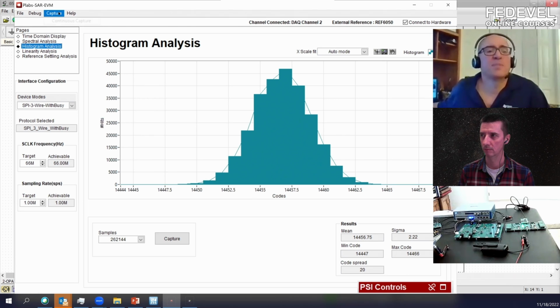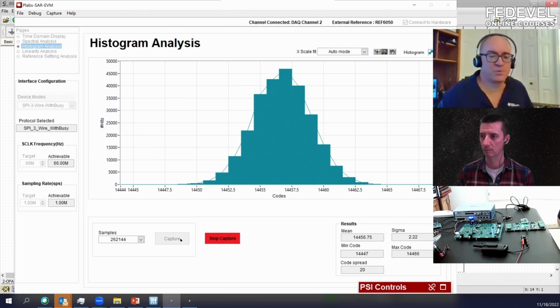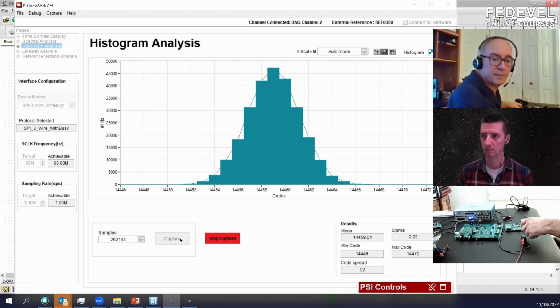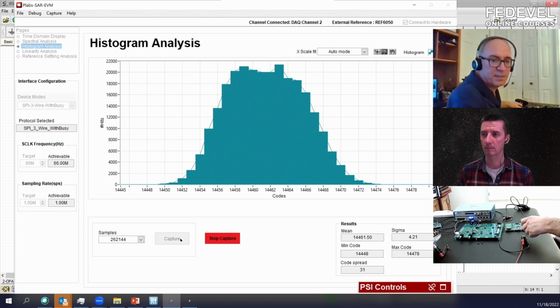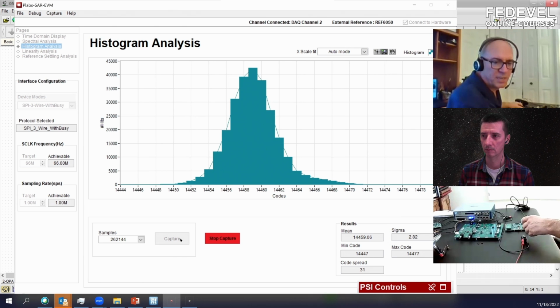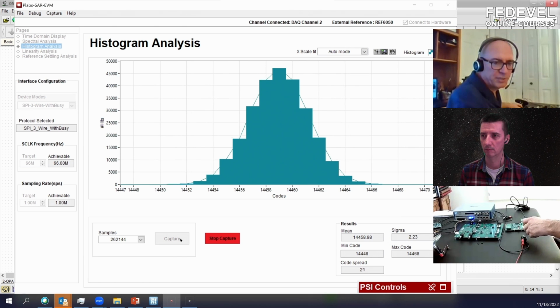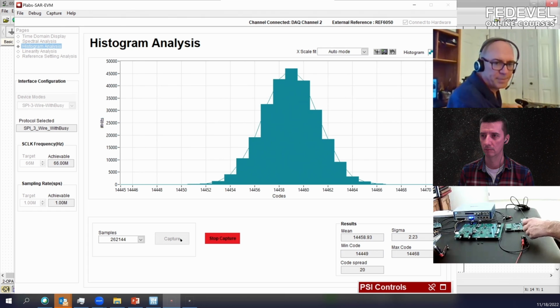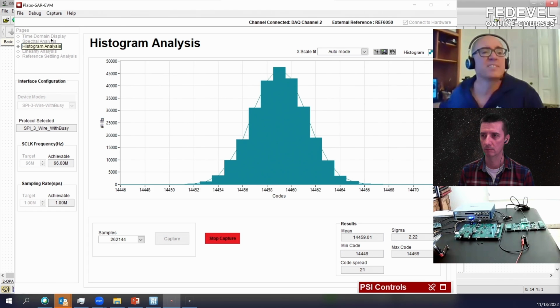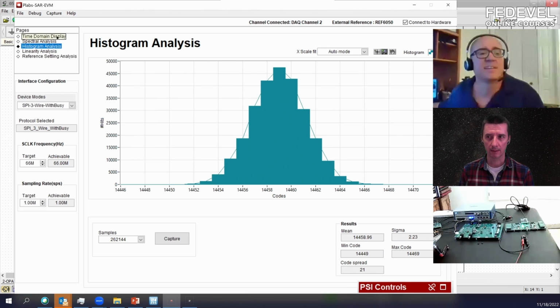But I'm going to put this in continuous capture mode, and it'll just keep collecting those 262,000 samples over and over again. And if I use the walkie-talkie on this, you can see that what we get is a non-Gaussian distribution. That's because we're essentially interfering with this device. We can look at that in the time domain as well. Oops, I have to stop this.